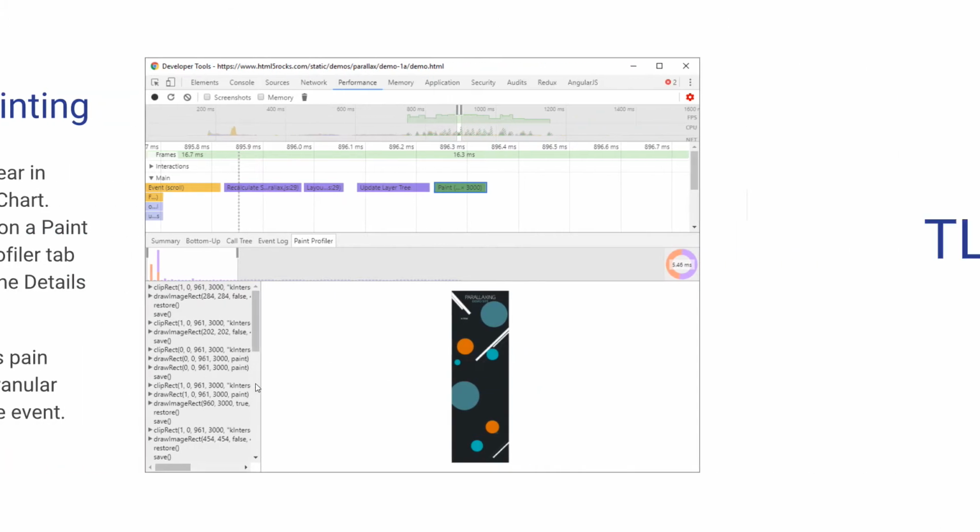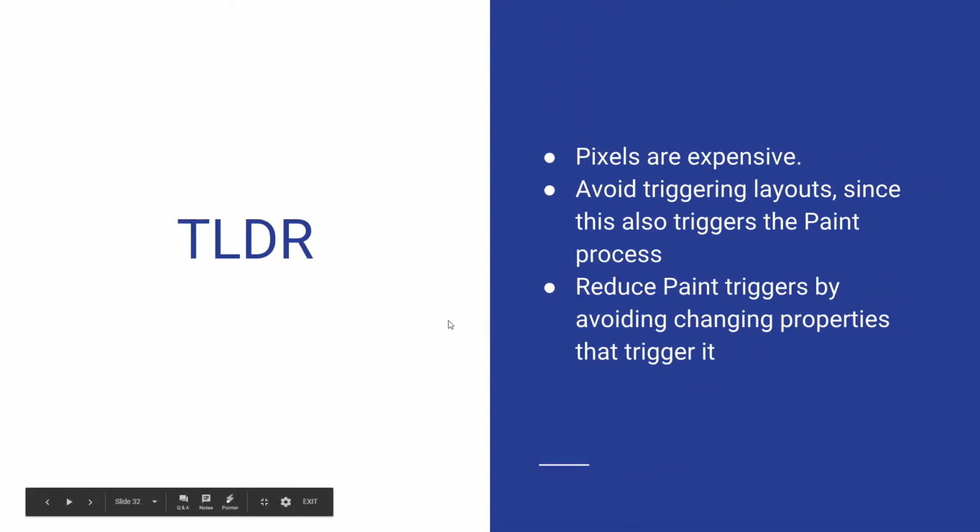So yeah, painting can be problematic, and it is problematic. It's easily the most problematic property for animation. You will always be fighting against doing as little painting as possible, just as with JavaScript. So, too long didn't read: pixels are expensive, super expensive, and even more so in low-end devices. To avoid this as much as possible, try to avoid triggering layouts, because this is something that triggers the paint process, and try to reduce paint triggers by avoiding changing properties that trigger it.